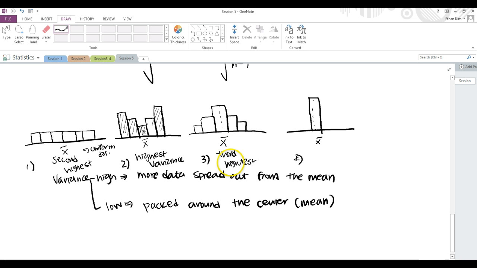Highest. Why? Because if you look at the graph here, you have the most data on the mean, right? And you have less and less data on each end of the center. So you have more data, it's like packed. You're squishing the data towards the mean, and that's why this is the third highest. And it looks kind of like, we call this a bell curve, and we're gonna learn this later on, and we call this normal distribution.